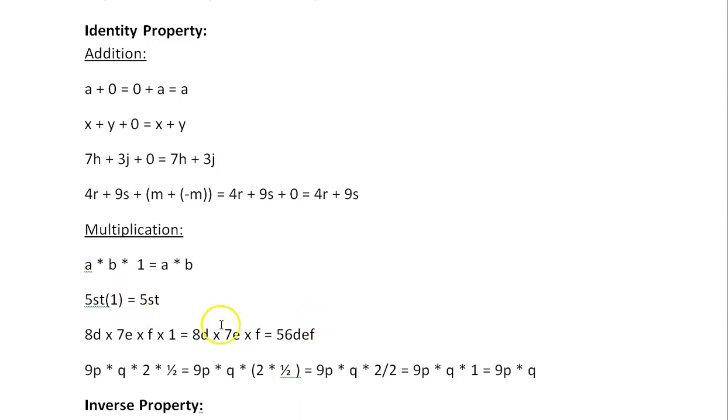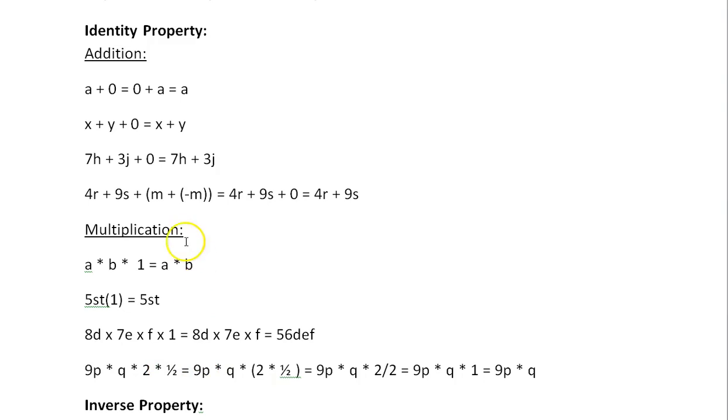I could have 8D times 7E times F. To get to the solution, however, you're going to need to multiply the two numbers here. I have my 8 times 7, that's going to get me the 56, and then my D times E times F. And that's again in my order of alphabet. You know, it's the alphabetical order on those. So I have 56DEF.